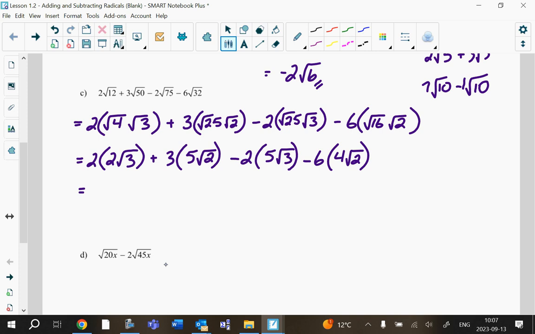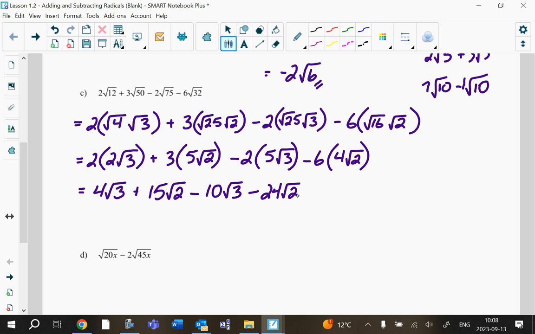2 times 2 times root 3, 4 root 3, plus 15 root 2, minus 10 root 3, minus 24 root 2. And now I've got to combine like radicals.